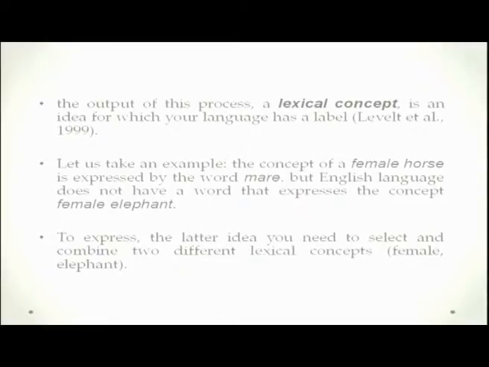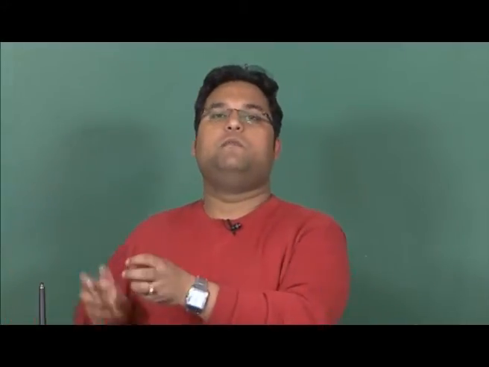The lexical concept, very simply, is an idea for which your language has a label, or for which your language has a word. A lot of things your language, my language, has words for. A lot of things it does not. So you use whatever existing words are there to come up with such a concept. Again, for example, there is a word for a female horse, that is mare, but there is no word for a female elephant. So to express the latter idea, you will just combine whatever is existing and come up with a female elephant.